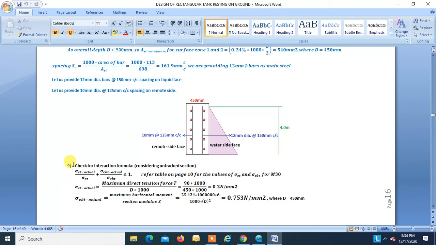Now a very important point is coming, that is the check for the interaction formula, considering the uncracked section. We are considering the section to be uncracked. So this is the formula. Sigma CT is the tension in concrete due to the direct tension, and sigma CBT is the tension in concrete due to bending. So these are the actual values which we have to find, and these are allowable. This is the allowable direct tension in concrete, and this is the allowable tension in concrete due to bending. These two values are given on page 10 in the table.